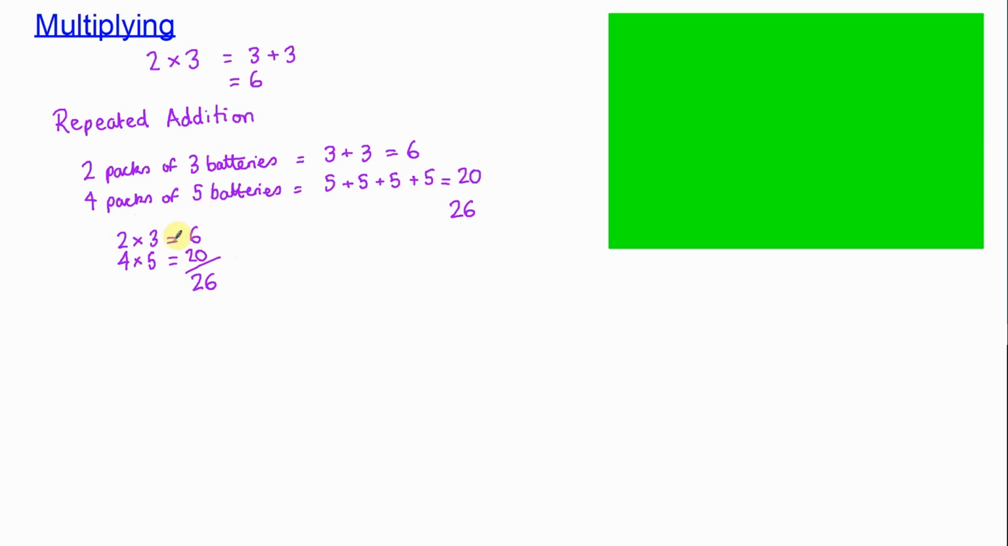And what I want you to understand from this is, when you're multiplying, an important thing to realise is it wouldn't actually matter if you did it backwards. You could do 3 times 2 or 5 times 4. That's a property known as commutative. Okay? Multiplying is commutative. It doesn't matter which way round you do it. You could do 4 times 5 or 5 times 4.